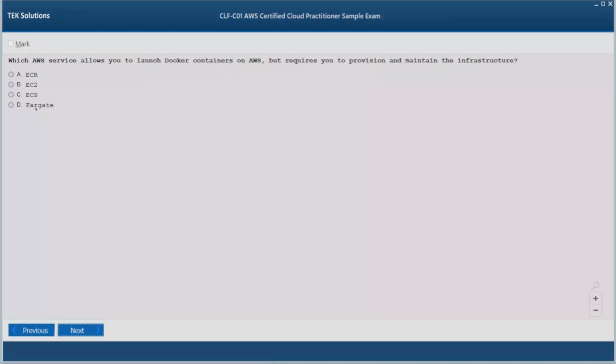C and D, ECS and Fargate, but requires you to provision and maintain the infrastructure. Fargate is serverless, so we don't need to provision and maintain the infrastructure using Fargate. The correct answer is ECS. Using ECS we have to provision and maintain the infrastructure while launching Docker containers on AWS, and that is the reason the answer is C, ECS.